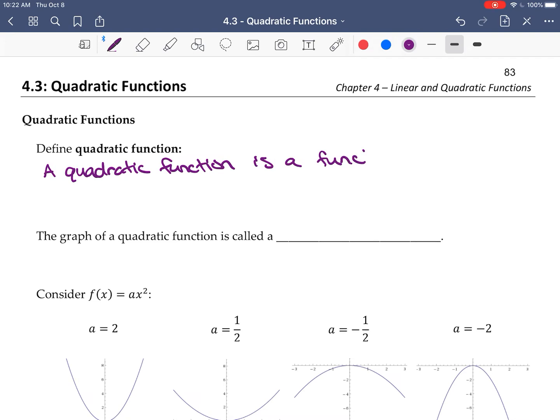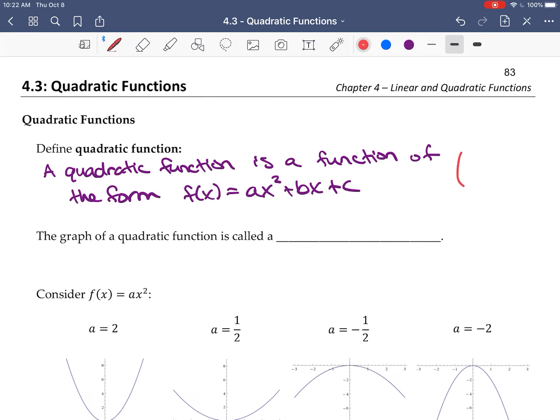A quadratic function is a function of the form y, or f of x, I guess I should use. f of x is equal to ax squared plus bx plus c. Okay, so notice that the highest power here, so it's powers of x, and the highest power is 2. And here a should not be 0, so that stays. So that is what a quadratic function looks like.